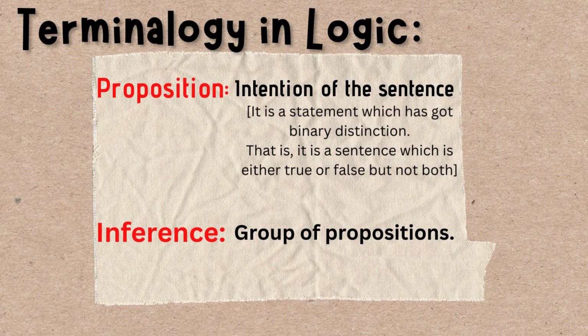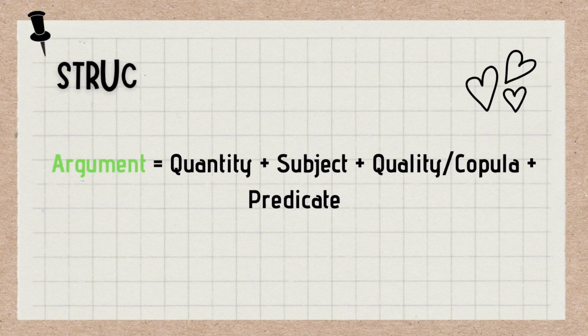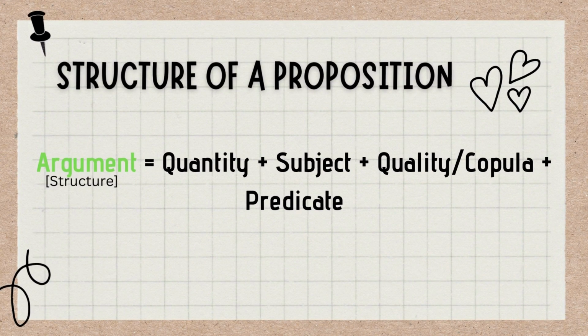We also have a structure for propositions. So let's see what the structure of a proposition is. In symbolic logic, we call the structure an argument, just as we call the sentence a proposition. The argument consists of quality, quantity, subject, and predicate together. We also have two types of arguments in classical logic.